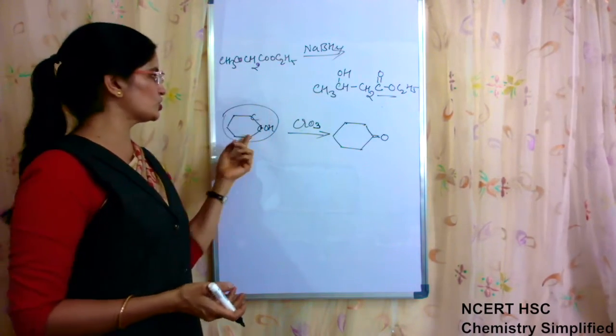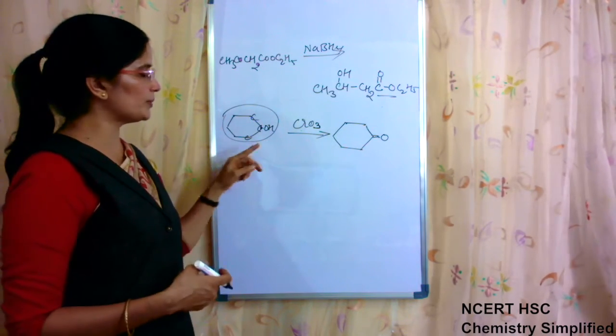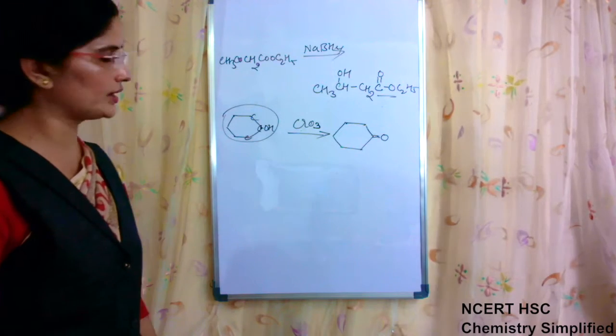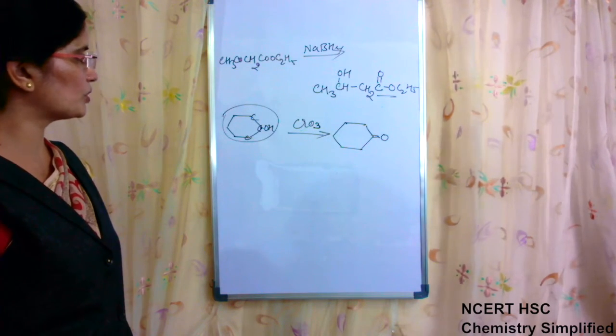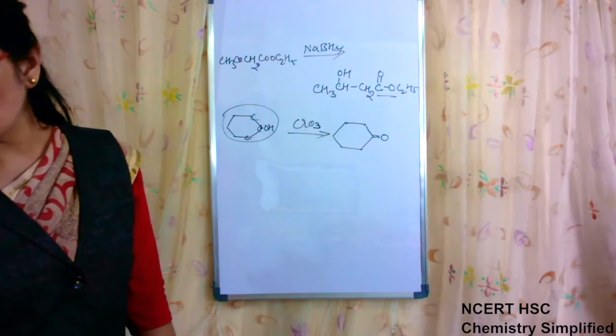So practice questions with cyclic structures also. The product will remain same, but you will be confused assuming it to be a benzene ring and can write the wrong product. Okay, so this is CrO3. Last one more, then we'll stop.